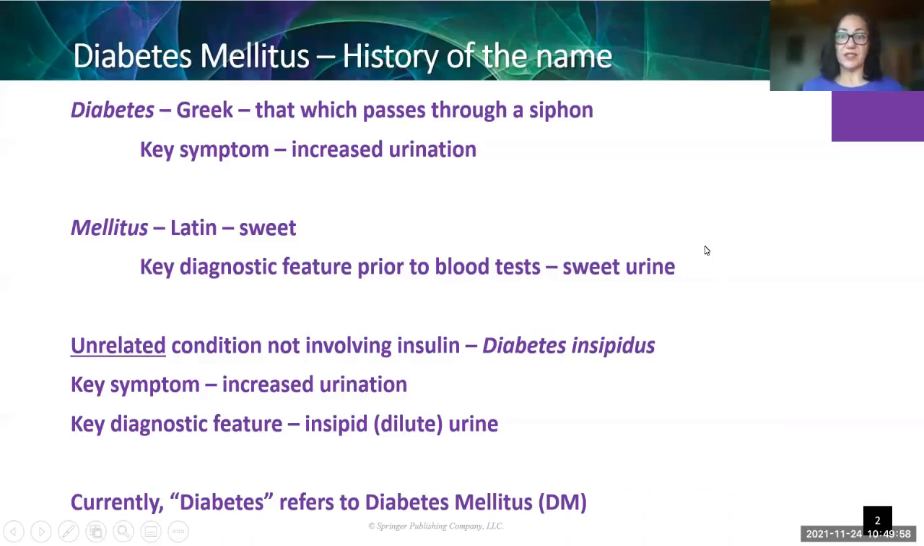A little bit of history of the name, because it gets confused for this other condition, and let's just get this out of the way. Diabetes comes from the Greek. It means that which passes through a siphon. So it's referring to the fluid that is taken in by a person and then it comes out as urination. And the reason it got this name is from this key symptom that comes up with diabetes, and that is increased urination. The term mellitus comes from Latin.